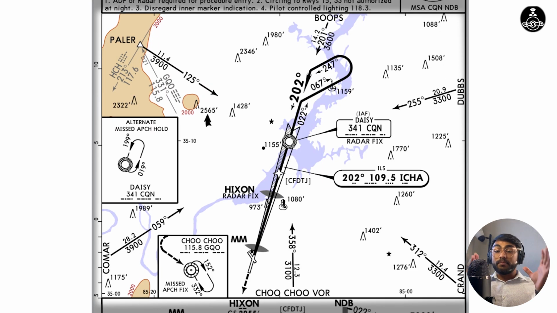Now I'm looking at the plan view. So I finished the briefing strip. Now I'll go down and look at the plan view to brief all my initial approach fixes, how I am going to do the procedure, etc. I'm flying direct to Daisy.